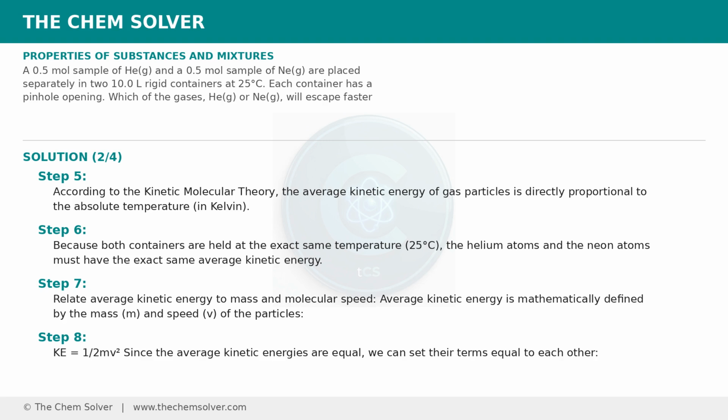Relate average kinetic energy to mass and molecular speed. Average kinetic energy is mathematically defined by the mass, m, and speed, v, of the particles. KE equals 1/2 mv^2. Since the average kinetic energies are equal, we can set their terms equal to each other.